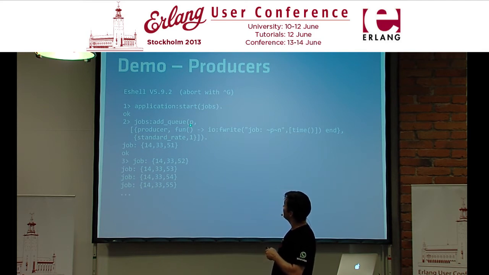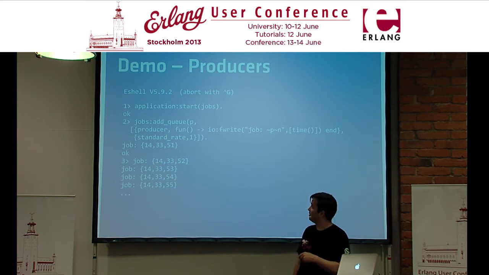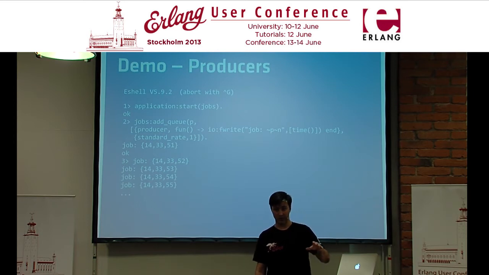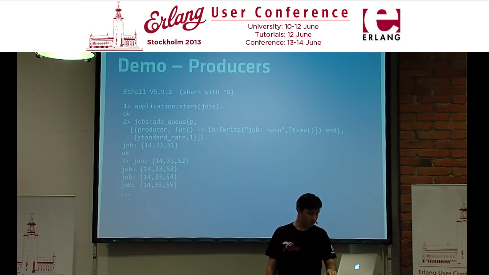So here I've created a queue called P, and it's a producer, and once every second, it will just print this out. So then it will start printing out every second here. And since you can update these regulators at runtime, I don't have an example for that, you could actually then have a producer where you keep tweaking the rate so that you can go up and down.